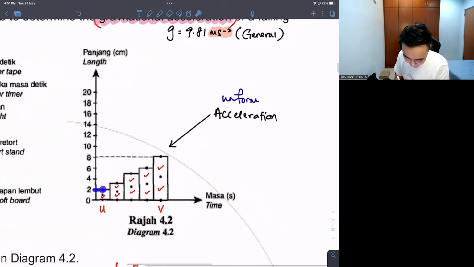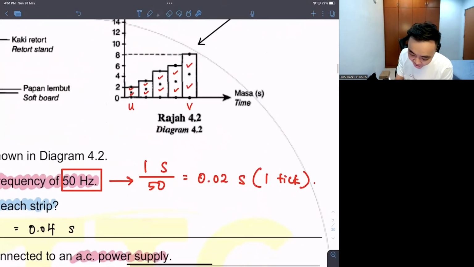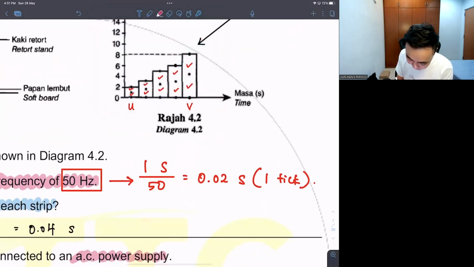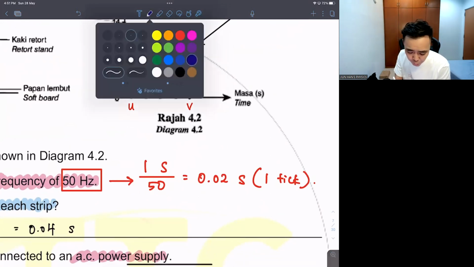You look at the length, does it increase constantly? First one is 2 cm. Now this is not 4, look at it properly. The first one is 2, correct. But then the next one you have is 3. Then the next one is 5. Then 6. Then 8. Are they constant? I suppose not quite, right?